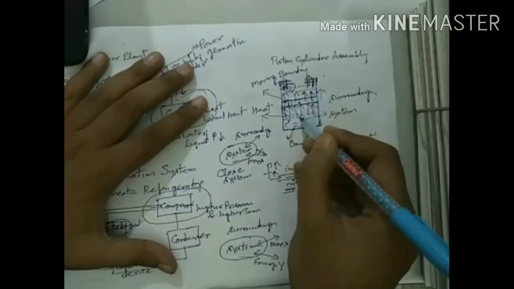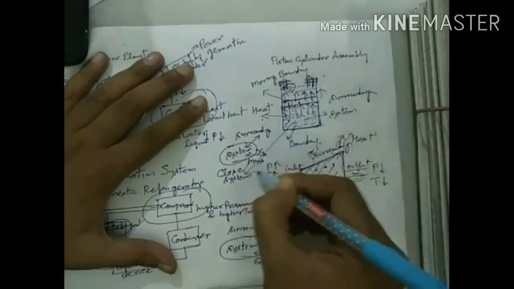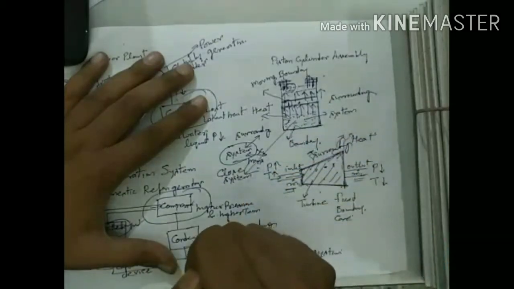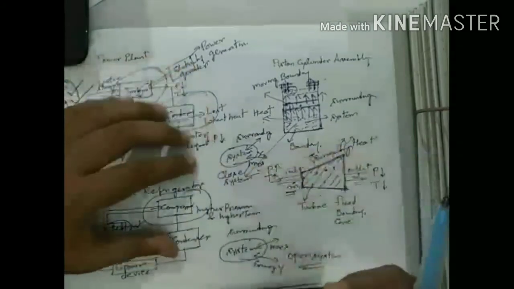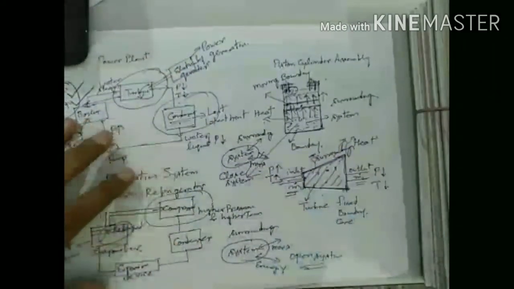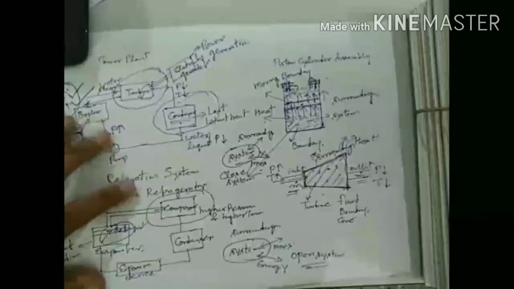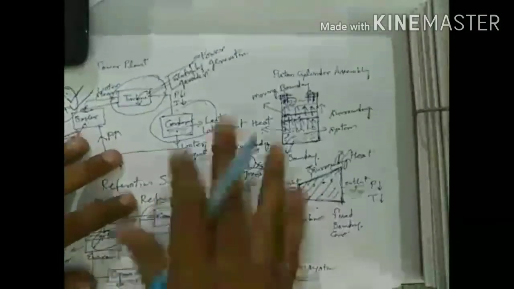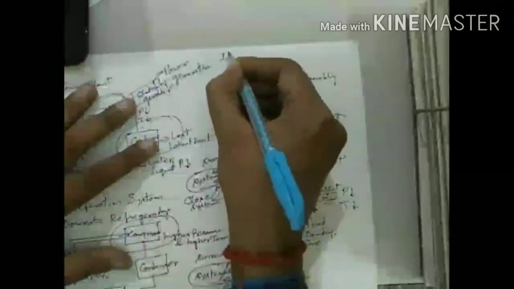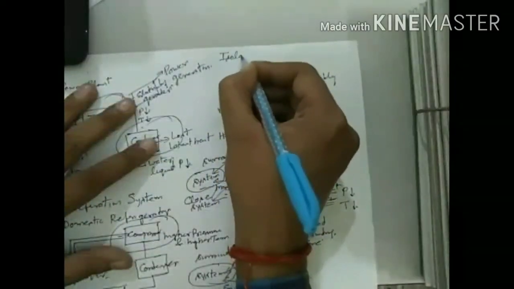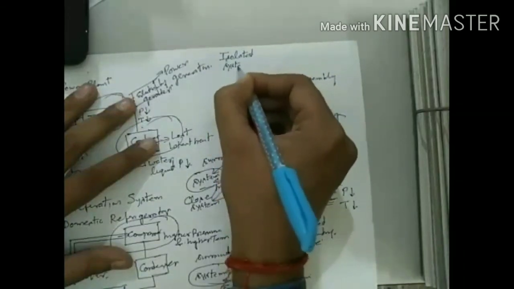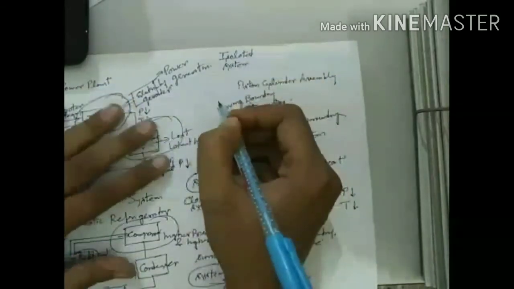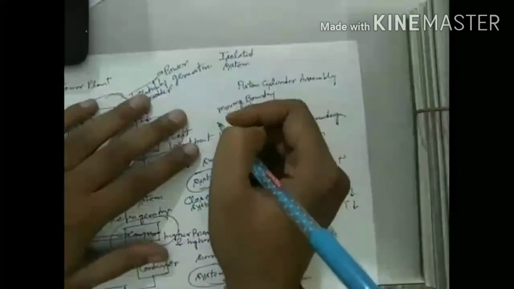So this is the example of a closed system. Okay, so these are the examples of open and closed system. Now we move towards the third type of system. This is called isolated system. So what is an isolated system?